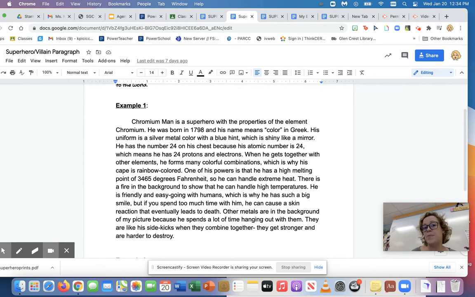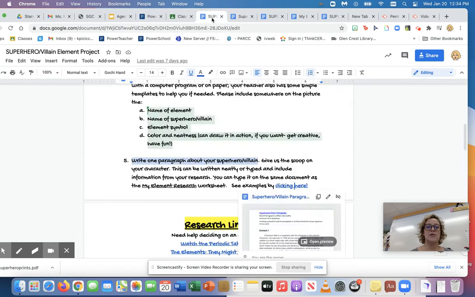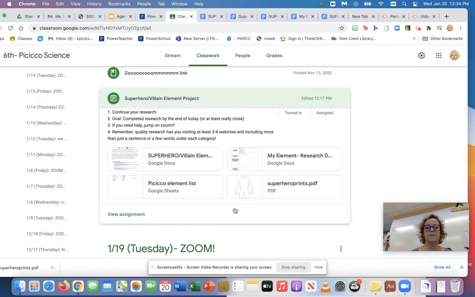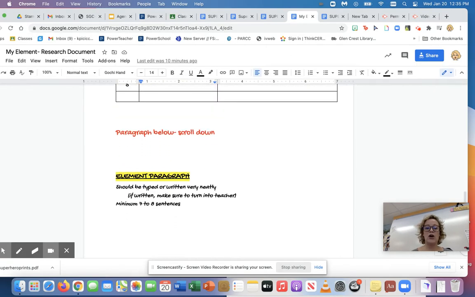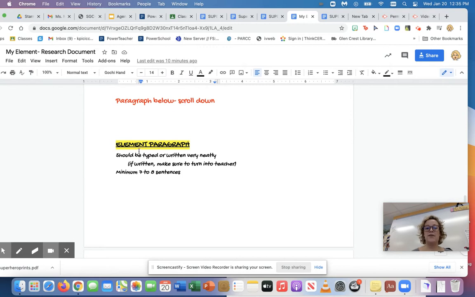Where you're going to type that is where you did your research. So if you go back to where you did your research, where it says my element here, click on it, okay? Past the planning document is where you can make a paragraph. And if you see here, it has all the directions, right? 7 to 8 sentences, typed or written neatly. So if you wrote it, you would then include your picture right here, okay? If you type it, you can just start typing it right there, okay? So that's where your paragraph about your superhero is going to go.